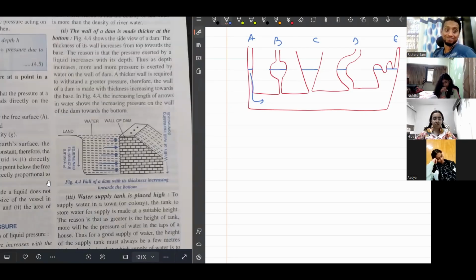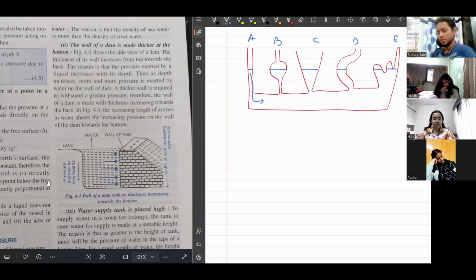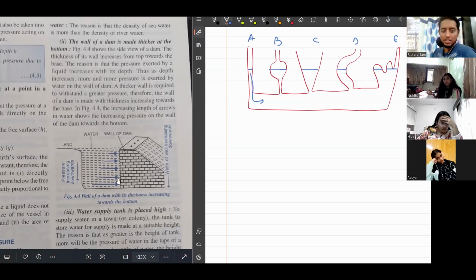Okay, let me ask you. We've already spoken about this. Where is there more pressure at the same level? Inside the sea or inside the river? Say you're at 10 meters under the sea, 10 meters under the river. You see that there's more pressure in the sea. What's the reason? Density. Okay. So that's one.